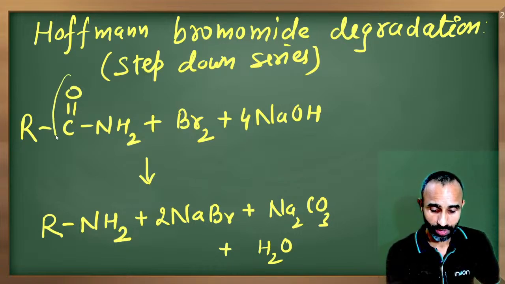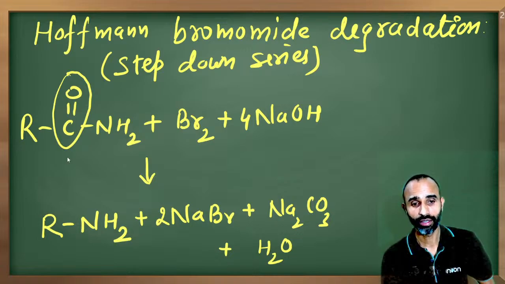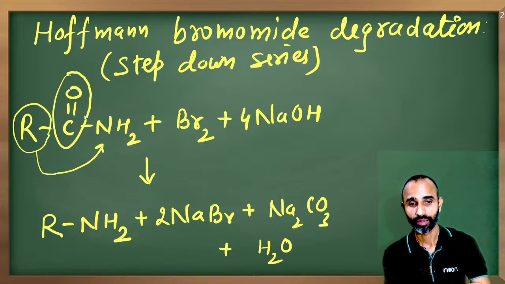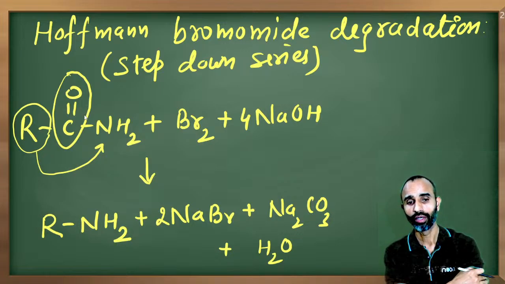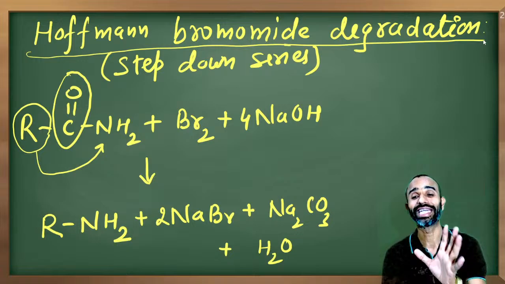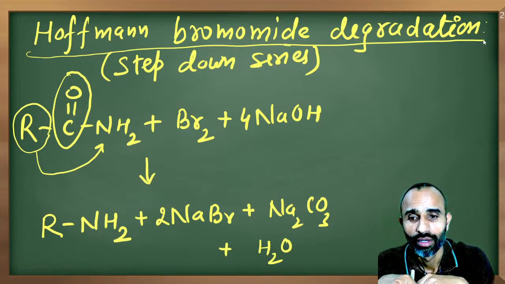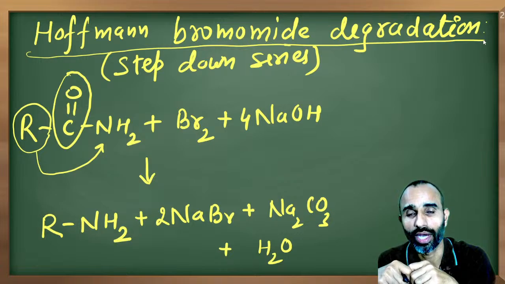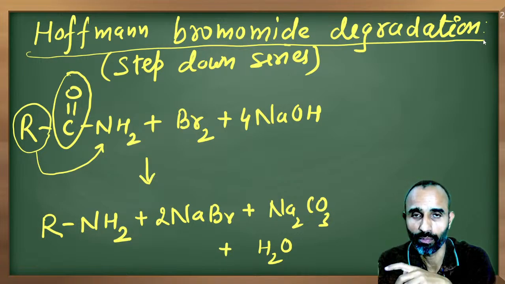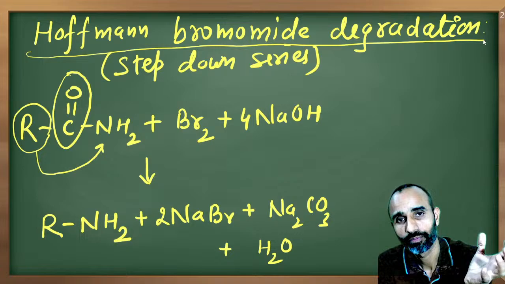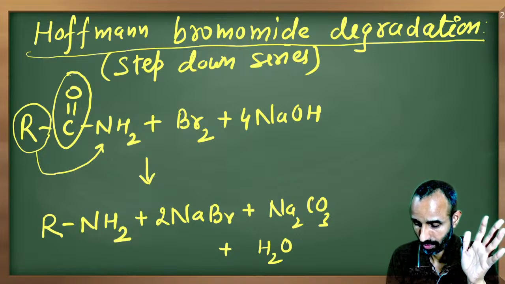So the CO group is completely removed, and this is done by this shifting of alkyl group to nitrogen. This alkyl group with its electron pair shifts to nitrogen, and we will keep in mind that in Hoffmann bromamide degradation the carbon count decreases. So by this we decrease the number of carbon atoms. So this method is used for the step down of series, and KCN is used to step up the series. So these are the methods used.